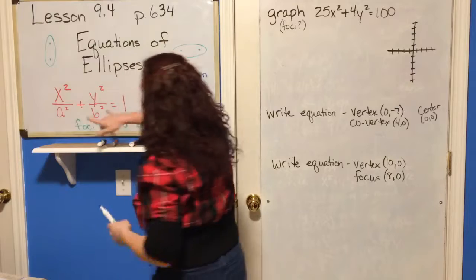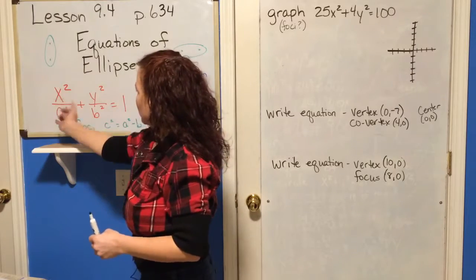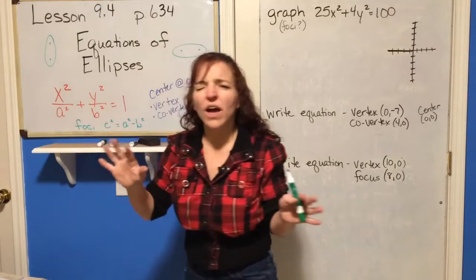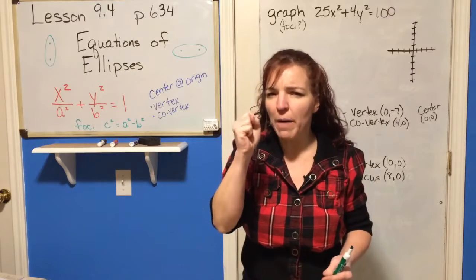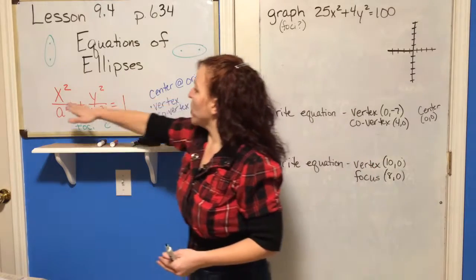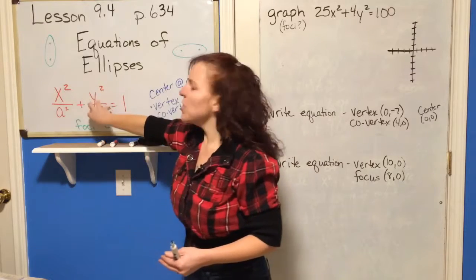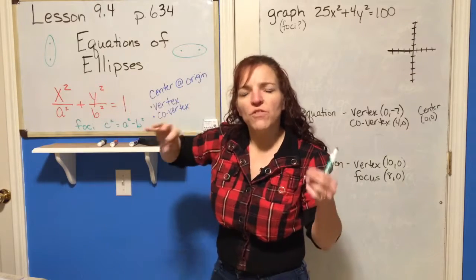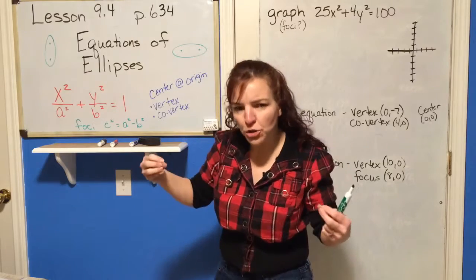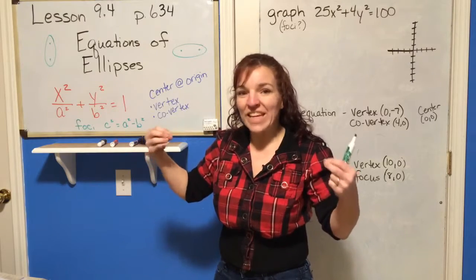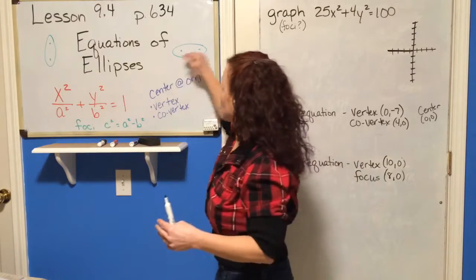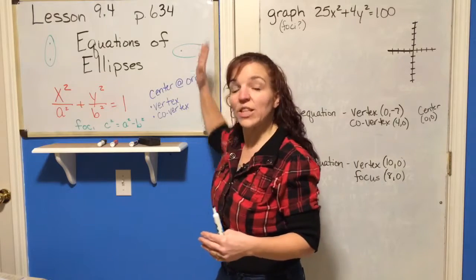Now in your book, they switched the a and the b, and that all got confusing to me. So here's the bottom line. Whichever is larger, the number under your x or the number under your y, whichever of those two numbers is larger, that's going to indicate if it's longer horizontally or vertically.